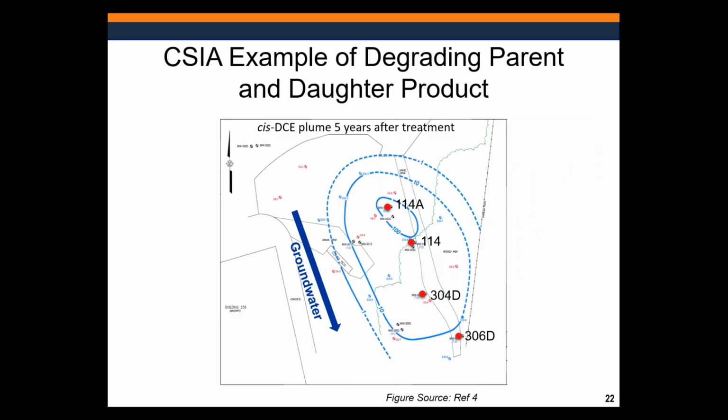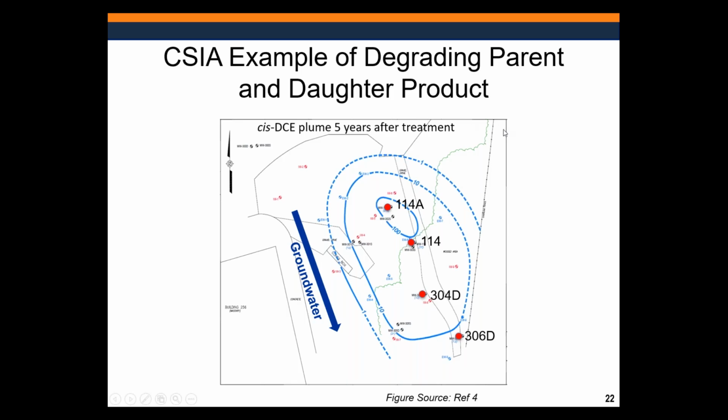Okay, so let me just give you an example of a degrading parent and daughter product. This is Raritan Arsenal, and there was some work done here. It was biodegradation work. Emulsified oils were injected. There was also a research system put in at points in time, and this was some work that was ESTCP funded, as I'll show you in a minute.